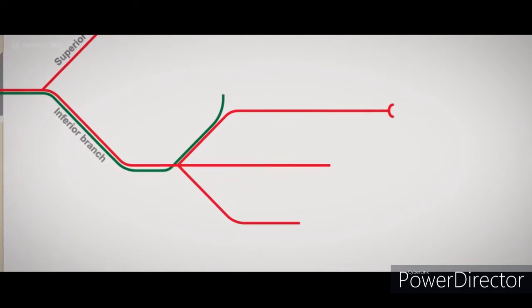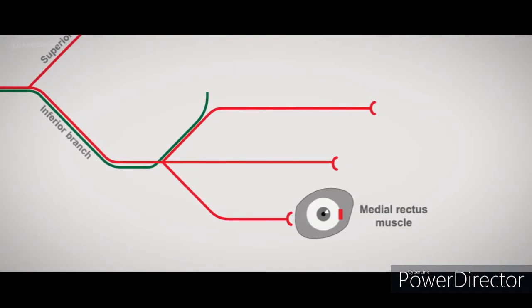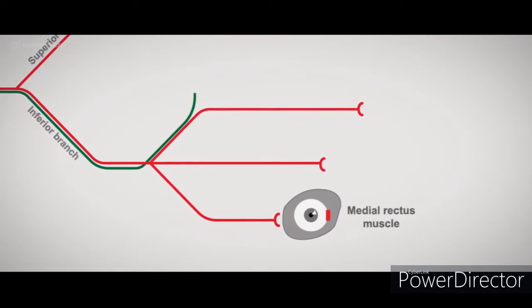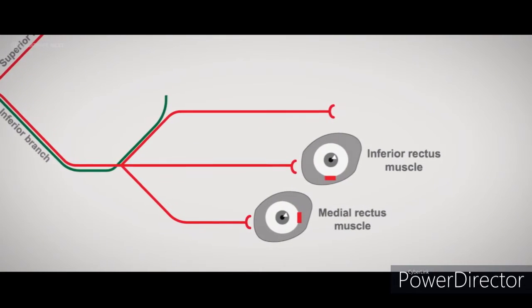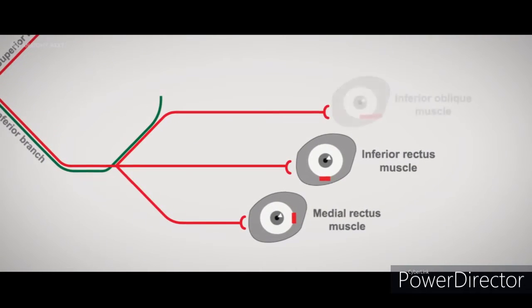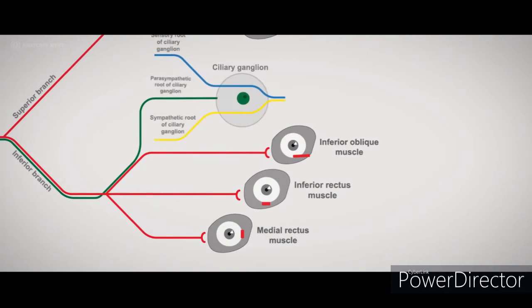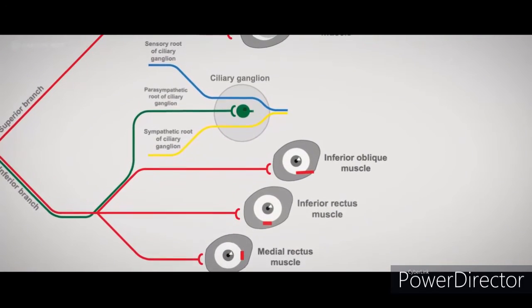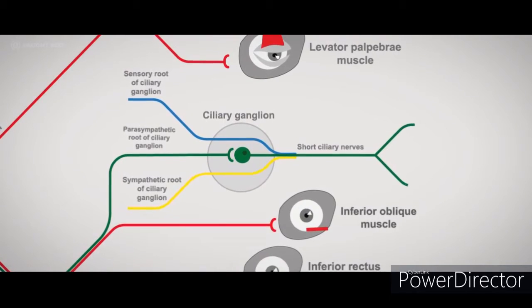The medial branch enters the ocular surface of the medial rectus muscle. The central branch enters the ocular surface of the inferior rectus muscle, and the lateral branch enters the orbital surface of the inferior oblique muscle and communicates with the ciliary ganglion to give the preganglionic parasympathetic fibers to synapse with neurons in the ciliary ganglion. The postganglionic parasympathetic fibers of the ciliary ganglion then innervate the sphincter pupillae muscle and the ciliary muscle.